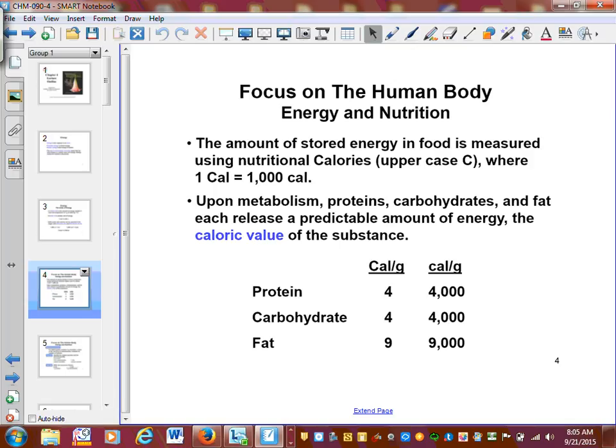What about the nutritional calorie? You notice that is a capital C. We call them large calories in some cases, or nutritional calories. They're equal to 1,000 small calories. So when you have your breakfast bar or your Snickers bar, and it says 250 calories, those are the big calories. Those are equivalent to 250,000 little calories.